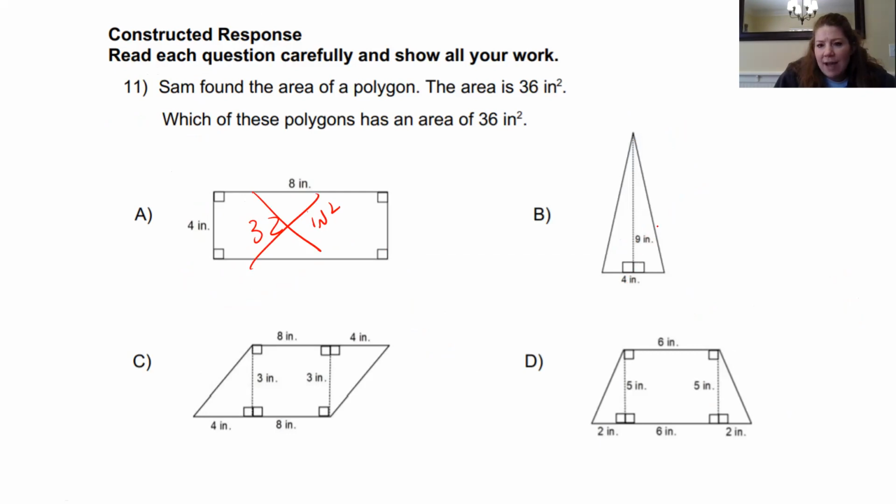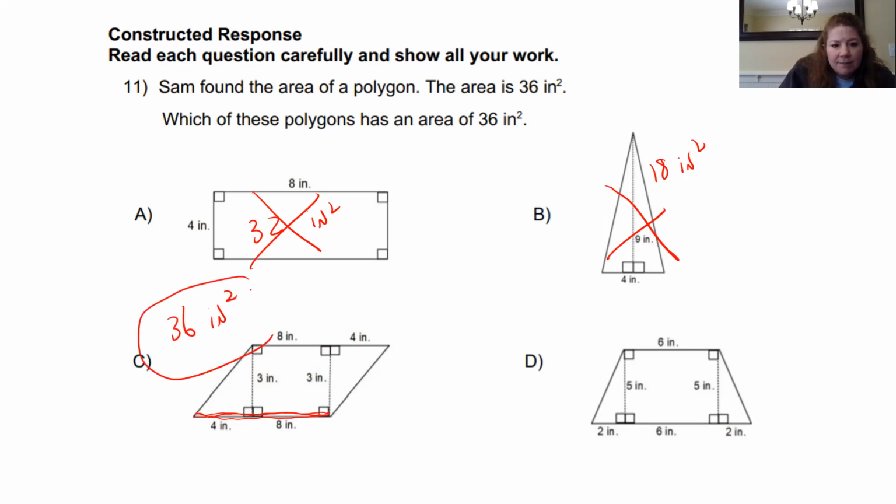This is a triangle, you have to half it. So this one's actually 18. All right, then we have these two things. Well, this is a parallelogram, so I'm just going to find the base, which is 8 plus 4. 8 plus 4 is 12, and 12 times the height of 3. 12 times 3 is 36, so we just found an answer, you guys.